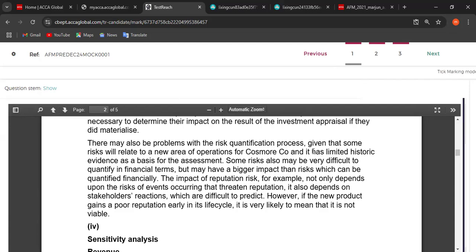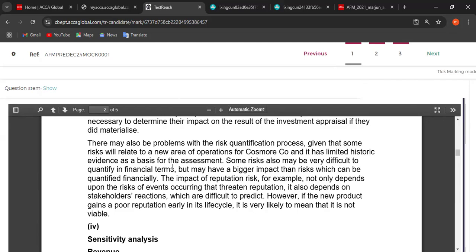So some risk may also be very difficult to quantify, but may have a bigger impact than the risk which can be quantified. The impact of reputation risk, for example, not only depends upon the risk of events occurring that threaten reputation, it also depends on stakeholder reactions which are difficult to predict. However, if the new product gains a poor reputation early in its life cycle, it is very likely to mean that it is not viable.